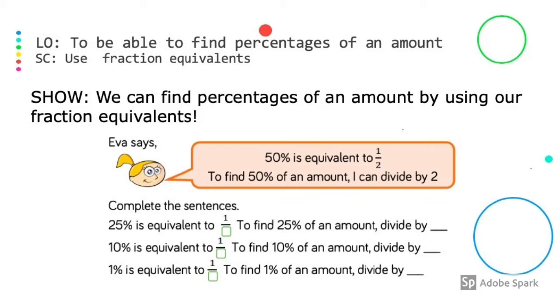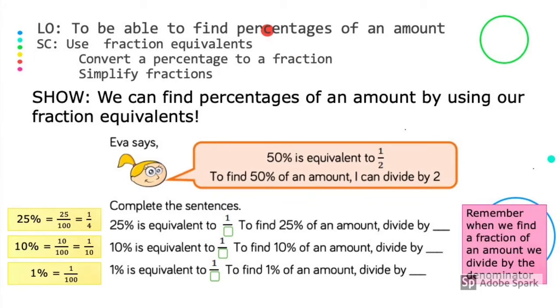The easiest way to find a percentage of an amount is by using our fraction equivalents, which we learnt how to do in the last lesson. In this question, Eva says that 50% is equivalent to a half. So, to find 50% of an amount, I can divide by 2. And the reason that we can divide by 2 is because 2 is the denominator in the fraction. And do you remember, when we were finding fractions of an amount, or using fractions to divide, we always divide by the denominator. We're going to use Eva's method to complete the following sentences.